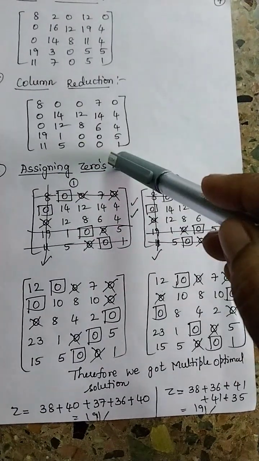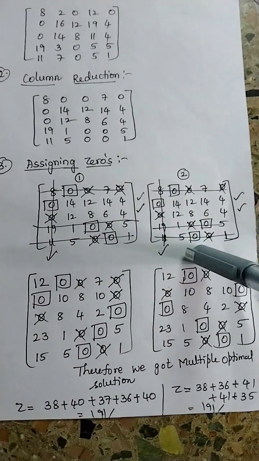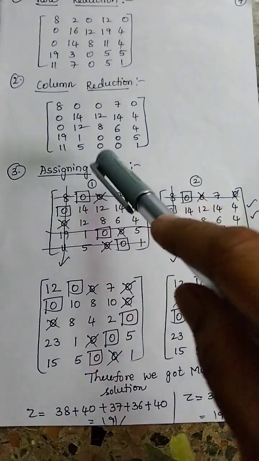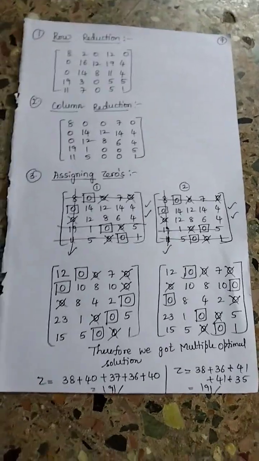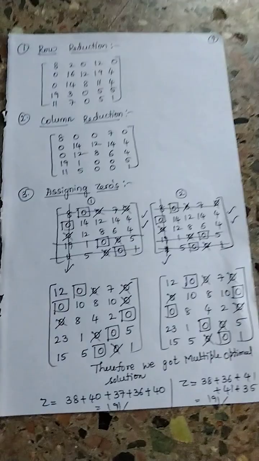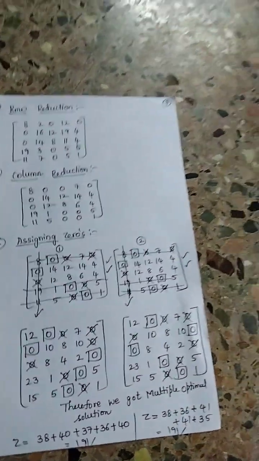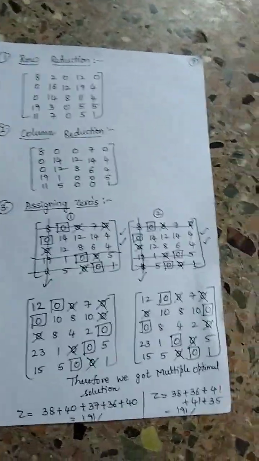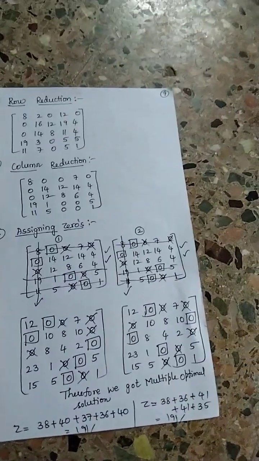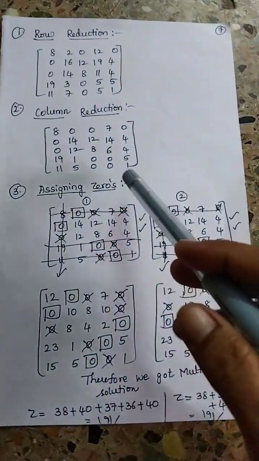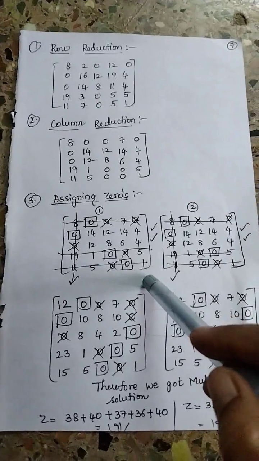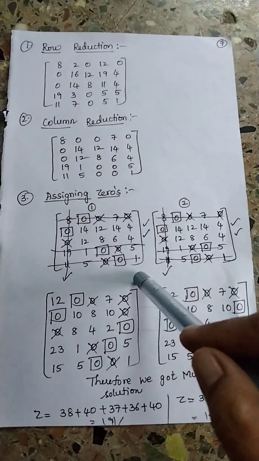So this 0 will be cancelled and this 0 you are going to give assignment and this 0 will be cancelled. So this is your assigning zeros. After giving assigning zeros, we have to check whether you got 5 assignments or not. Why? As you are having 5 rows and 5 columns, we are having only 4 assignments. That's why we are moving on to chain of marking.